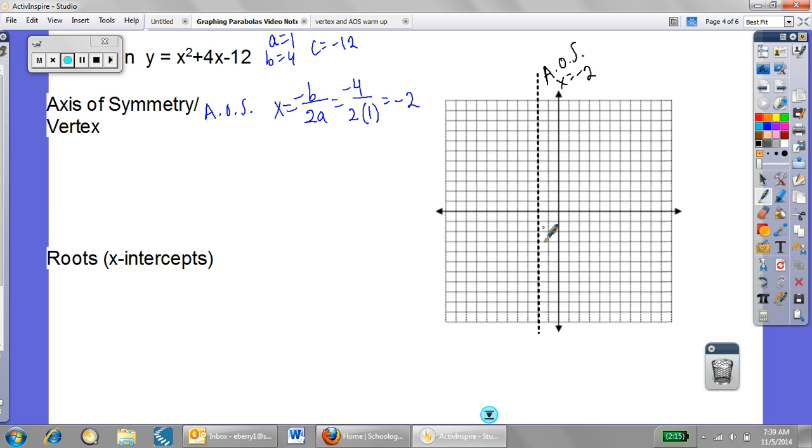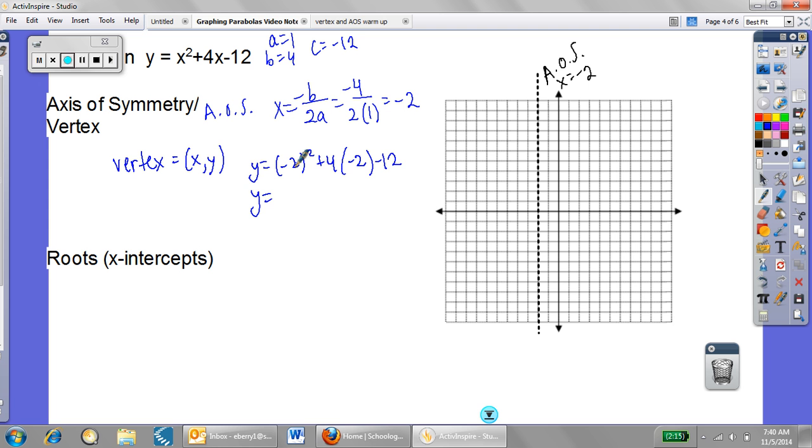Okay, now let me find the vertex so that I can place it on the axis of symmetry. So from here, I'll start my notes down here. I need to find the xy point that's on this axis of symmetry. To do that, I simply need to plug in negative 2 into the equation. So from here, I get y equals negative 2 squared plus 4 times negative 2 minus 12.